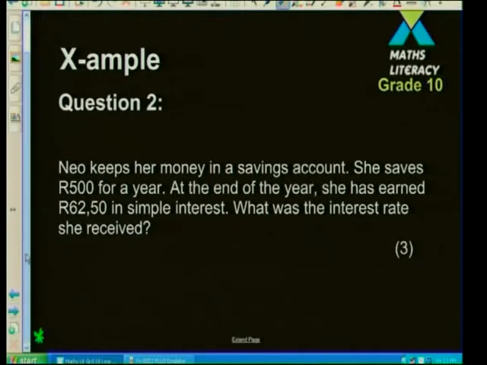Question 2. Nia keeps her money in a savings account. She saves 500 rand for a year. At the end of the year, she has earned 62 rand 50 in simple interest. What was the interest rate she received? Okay, so here now we've got someone called Nia, and she goes to a bank, and she just takes 500 rand and hands it over to them and says, here, take it, put it in the bank, I'll see you in a year's time. And out she goes.